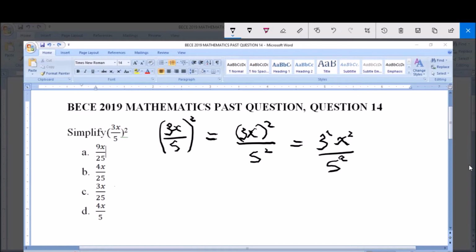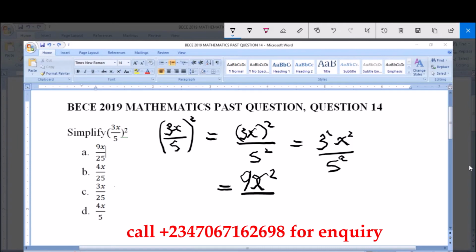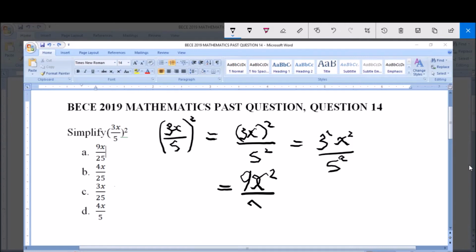Now this is equal to, like we know, 3 raised to the power of 2 simply means 3 times 3, and that will give us 9. So 3 times 3 will give us 9, and x squared, so you have 9x squared all over, now 5 raised to the power of 2 simply means 5 times 5, and that will give us 25. So you can see our answer here is 9x squared all over 25.